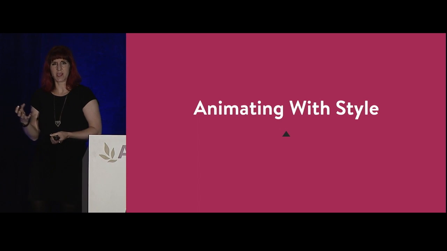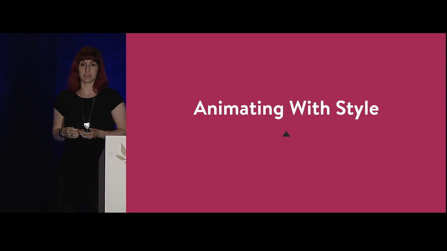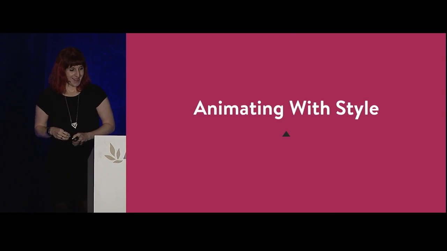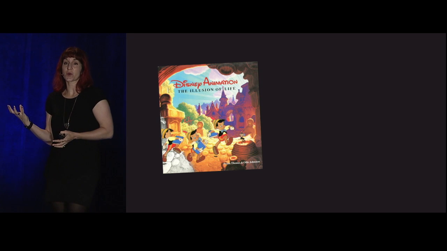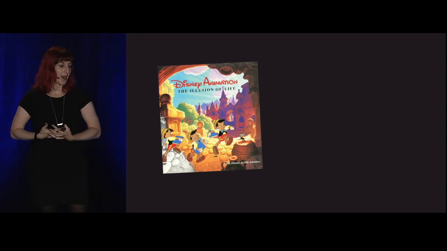The key 12 principles of animation that came about many decades ago were put together by a little company called Disney, who you may have heard of. If you are here right now and you haven't heard of them, we should talk. Disney put together this book called The Illusion of Life, and this book was basically the story of how they changed the entire industry of animation.